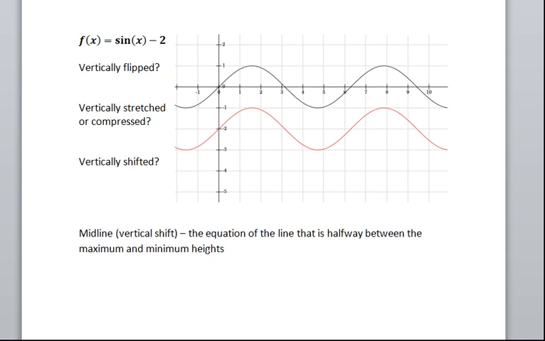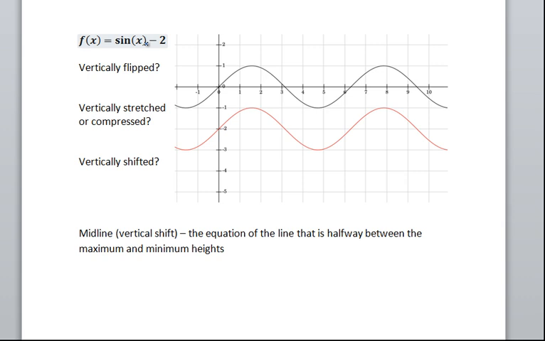Alright, now let's take a look at a trig function, right? And let's do an analogy here. Okay, so here I just tried to keep it simple, and we looked at sine of x, right? And that's this black graph, right? It's centered around 0. And now I subtracted 2 from it at the end. And the characteristics are exactly the same in terms of transformation.